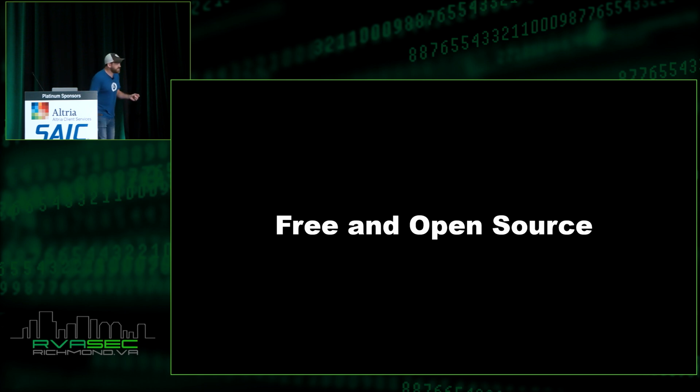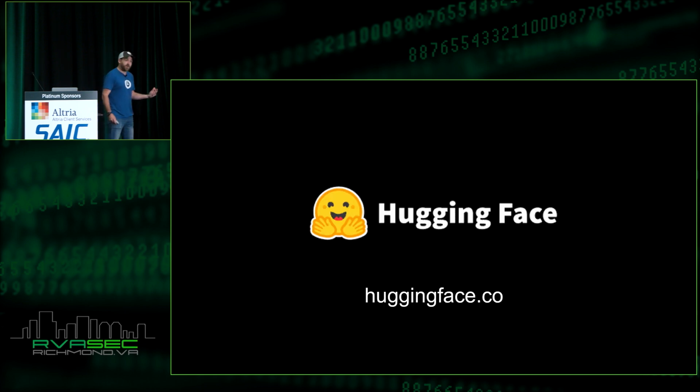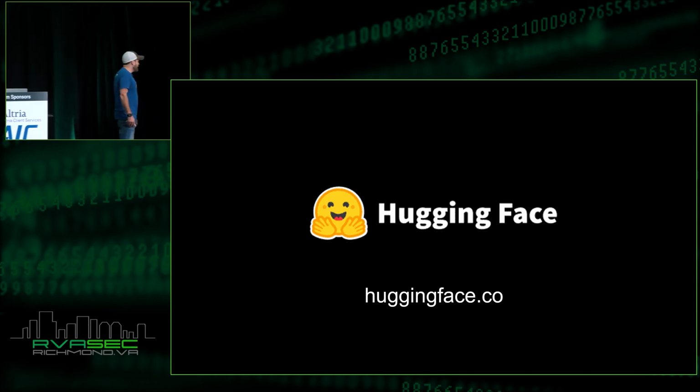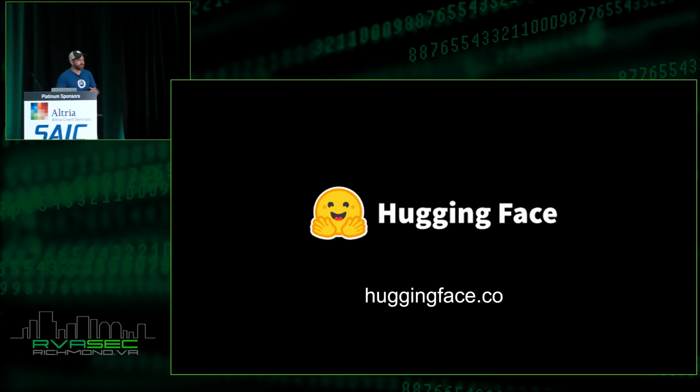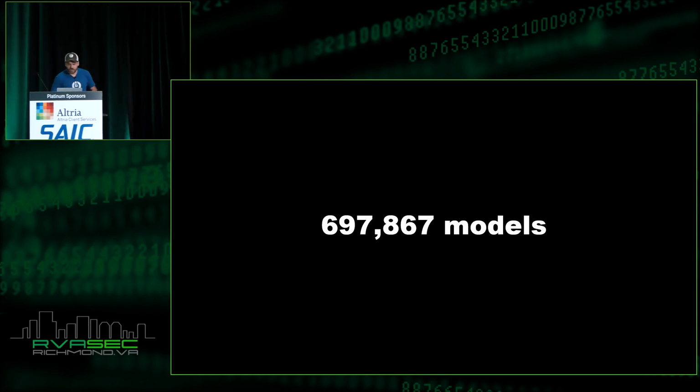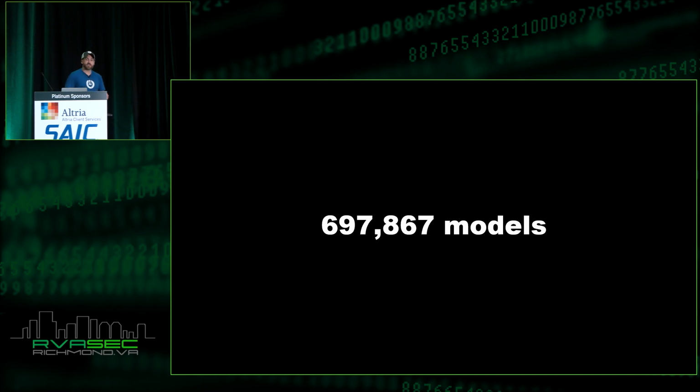And I have to start this section by mentioning Hugging Face, and also the fact that we're really out of good names for things. Hugging Face, that's a thing. Anyways, Hugging Face is sort of the hub for all things free and open source generative AI, right? Last I looked, there were 697,867 free and open source models, which is freaking bonkers.